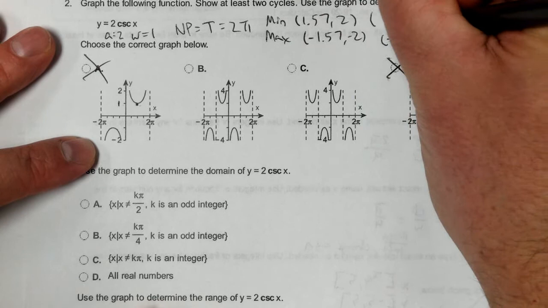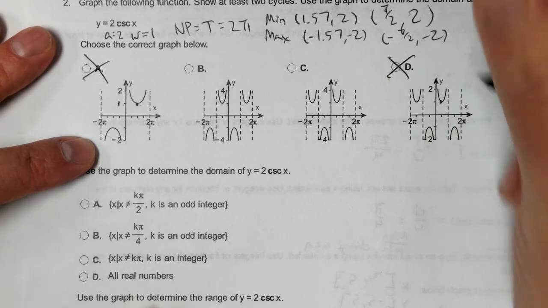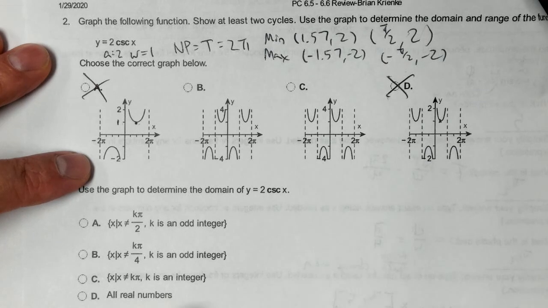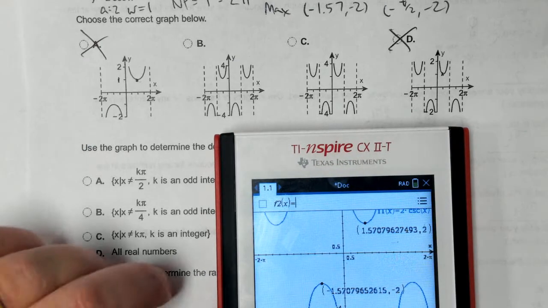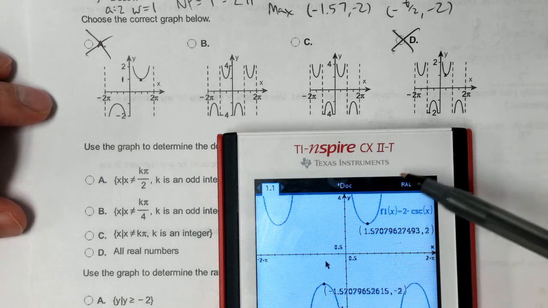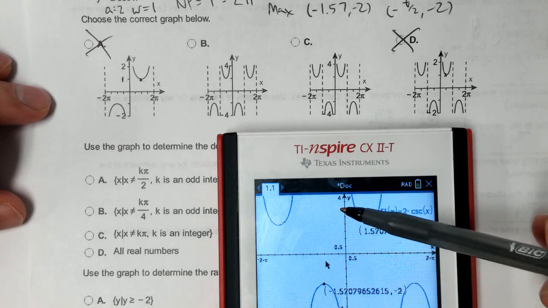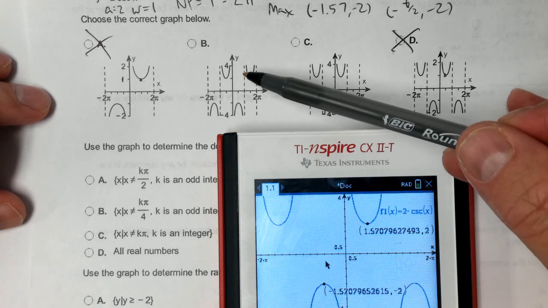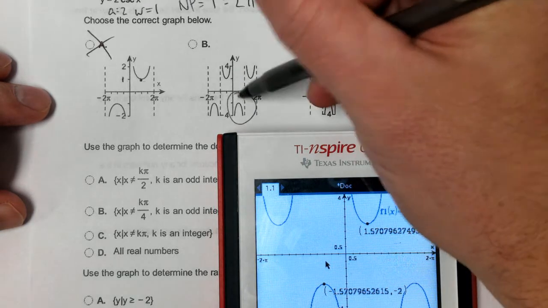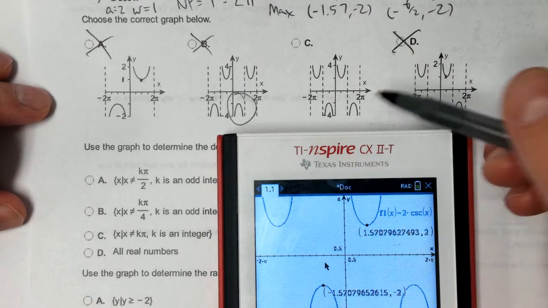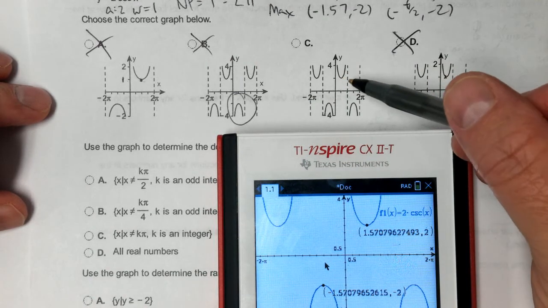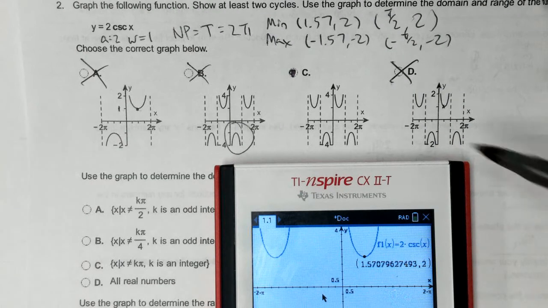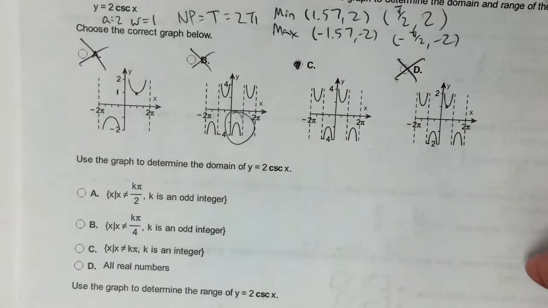So that would be negative pi halves, negative 2. All right. So now what I would do is I just look at my graph, and to the right of the y-axis it's up, and on B to the right of the y-axis it's down. And so it's not B because of that spot, but it is C because of this one. So you could use your minimums and maximums to be helpful.